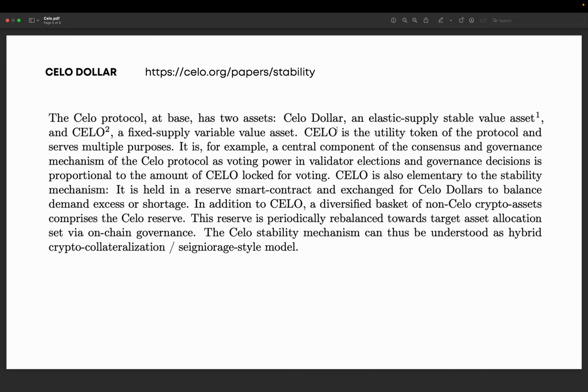So I went on the white paper of Celo about their Celo dollar, and here they talk about how it is collateralized and how they are able to fix its value. They use Celo as a way to prop up the Celo dollar balance, depending on the supply and demand of Celo dollars at the time.